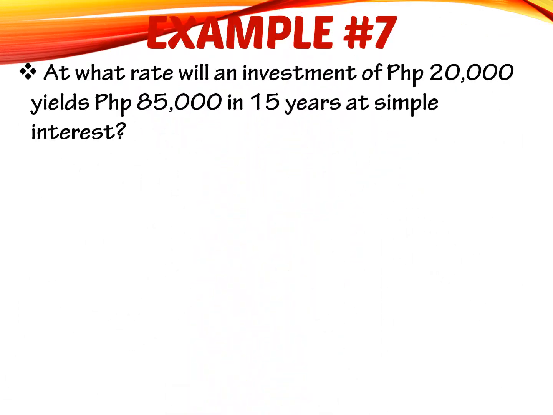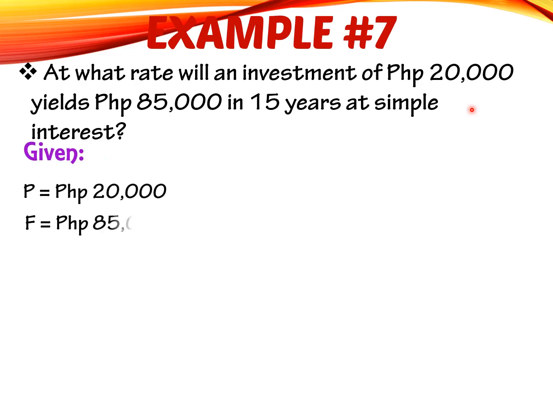Okay, another example: at what rate will an investment of 20,000 yield 85,000 in 15 years at simple interest? So you have here 20,000 and 85,000, which are the principal and the future value. Remember that the future value is always larger than the principal amount. Therefore, your 20,000 is your principal amount, and your 85,000 will be your future value or maturity value.